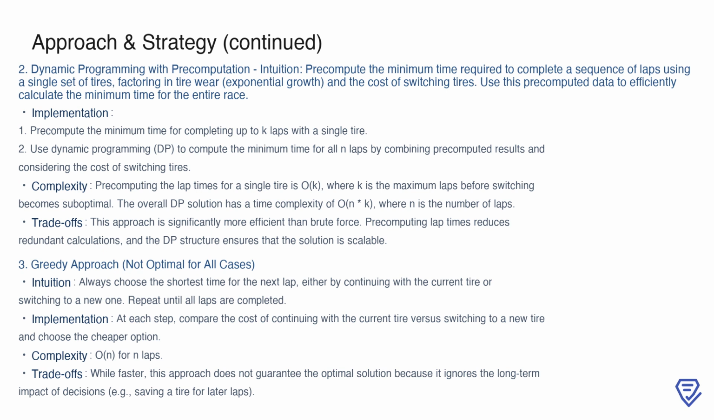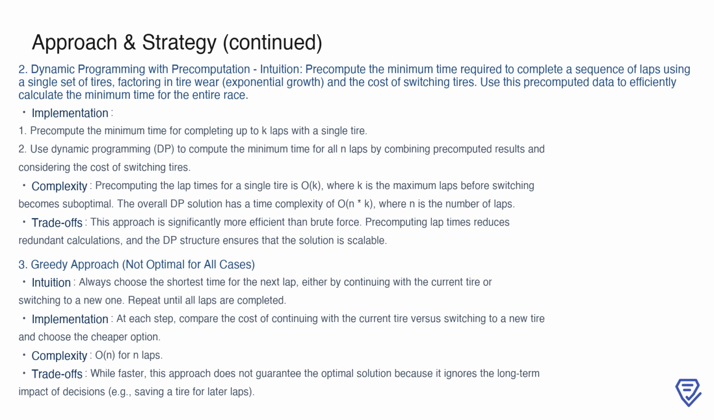The implementation involves two main steps. First, we pre-compute the minimum time for completing up to k laps with a single tire, where k is the maximum number of laps before switching becomes suboptimal. Second, we use dynamic programming to calculate the minimum time for completing all n laps by combining these pre-computed results. This method ensures that we only compute what is necessary, significantly improving efficiency.